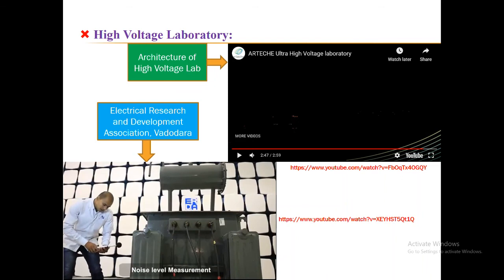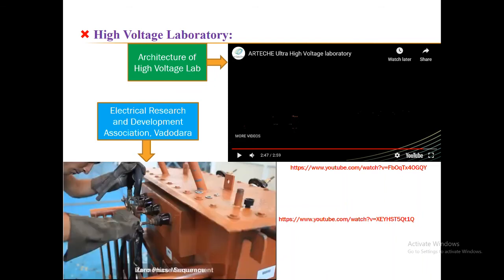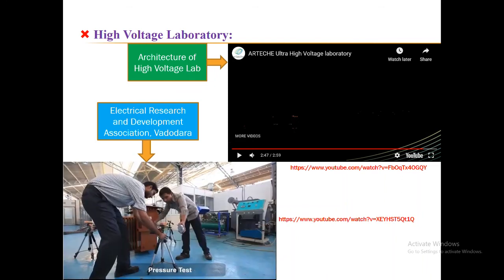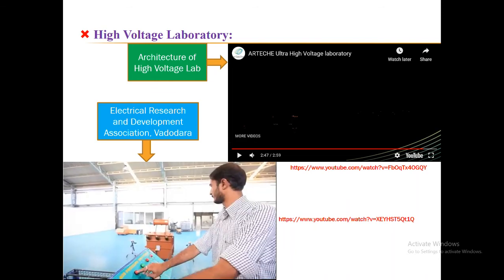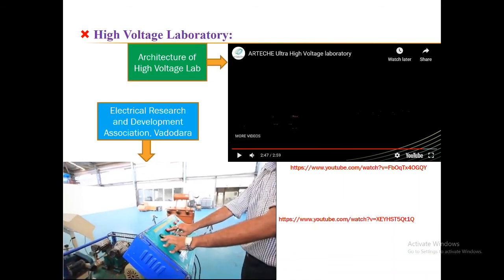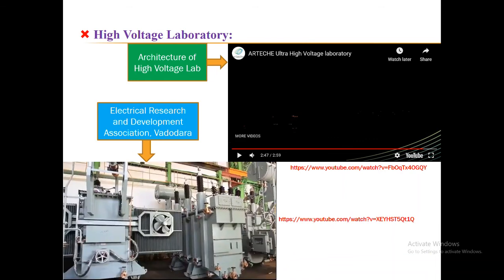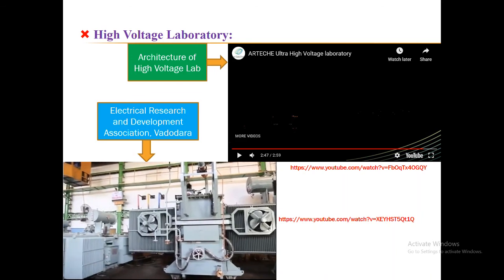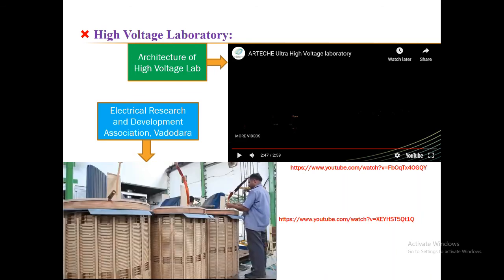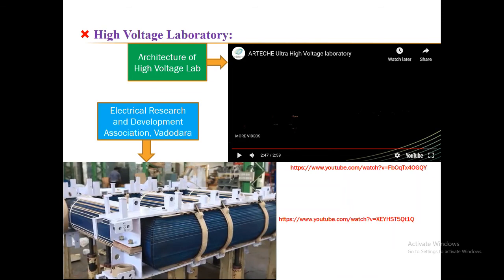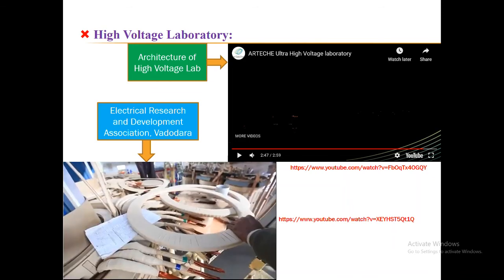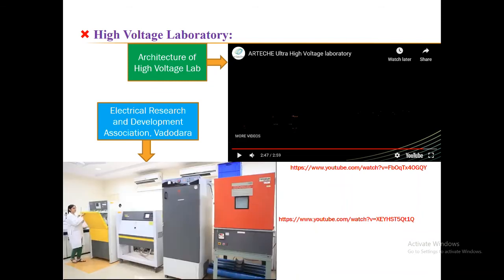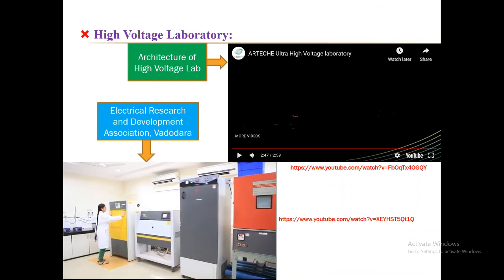Other special tests like noise level, harmonics, zero-phase sequence measurement, and pressure test on transformers are conducted according to national and international standards as well as CBIP guidelines. The reliability and performance of the transformer depends on the quality of materials used. The major materials are the winding, core, and insulating materials. ERDA has an advanced facility for evaluation of materials used in transformers.